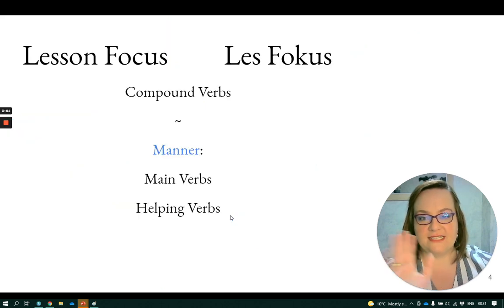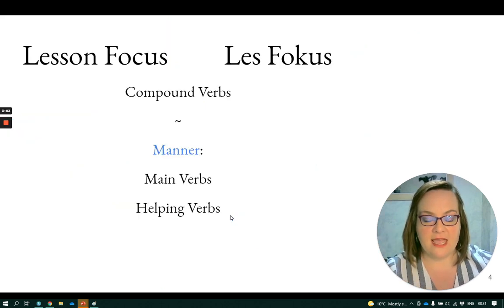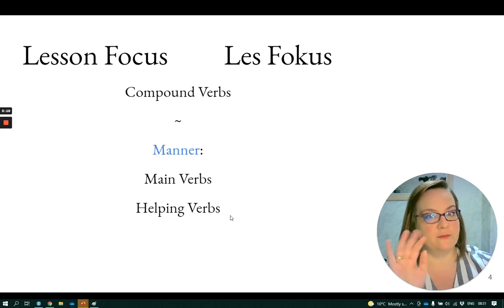Okay, just for these lessons, we're doing compound verbs today, and in the next week we are adding manner to these sentences, including main verbs, helping verbs, and compound verbs. So your stompie is actually becoming a stomp. Not the E yet, but that will come.